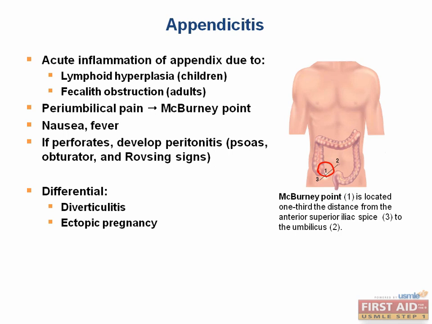Your differential at the very least should include diverticulitis, which is more common in the elderly, and ectopic pregnancy, which of course is only worth checking in females. Remember though that if you're suspecting appendicitis in a young female, you should at least check a beta HCG to rule out a possible ectopic pregnancy. Appendicitis is critical to treat by appendectomy.